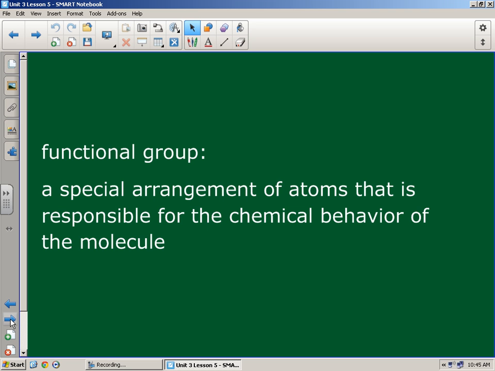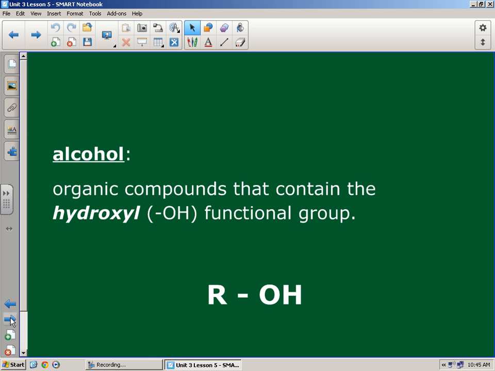So the functional group, what is a functional group? It's a special arrangement of atoms that is responsible for the chemical behavior of a specific type of molecule. In alcohol's case, there is a special arrangement of atoms, which is the OH group, and we have to be careful here, because it's not what we're used to from Chem 20, for example. This OH group is just a molecular compound, so a covalent bond. This is not OH minus, this is not hydroxide, this is not a metal and hydroxide, this is just the OH group bond.